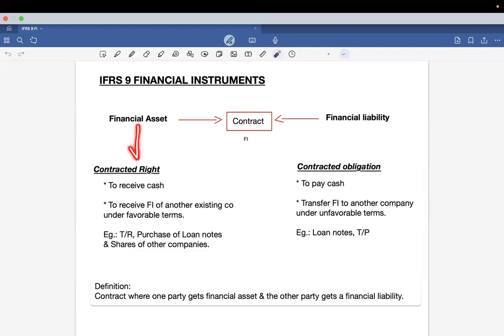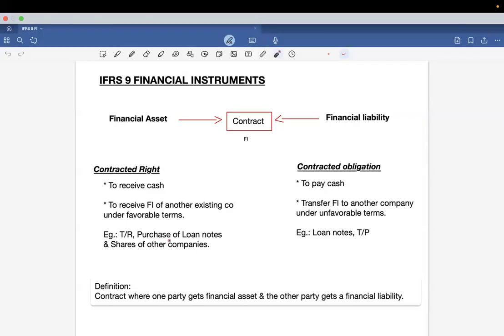Now, coming on to financial assets. So financial assets are contracted rights. Contracted right means you have the right to receive cash, or you have the right to receive any other sort of financial instruments, but under favorable terms. That means it is going to benefit you somehow. Clear? The examples are trade receivables, purchase of loan notes, and shares of other companies.